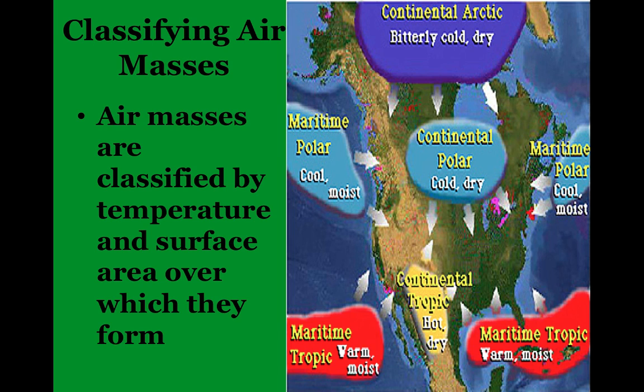Air masses can be classified, and we classify them based on their temperature and the surface area over which they formed. So, for instance, this air mass here is a continental polar air mass. It's continental because it formed over land, and it's polar because it formed at a high latitude far away from the equator. Those that form near the equator are tropical air masses, and they're going to be warmer than air masses that form farther away from the equator, which are polar air masses.